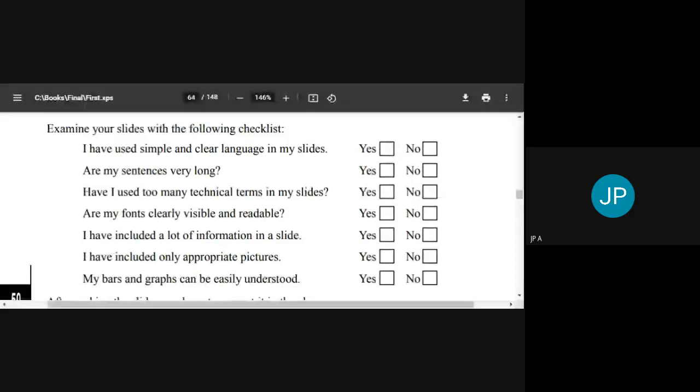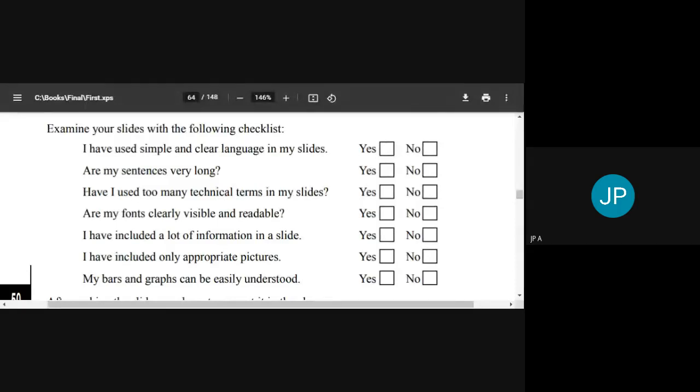And also the color, very good Aishwarya, the color of the font also. So if the color is also very light color, the audience will find it difficult to read from the screen. So reading from the screen is much more difficult than reading from a textbook.